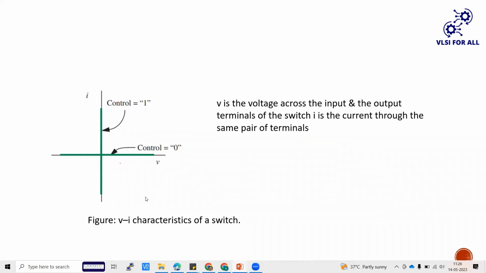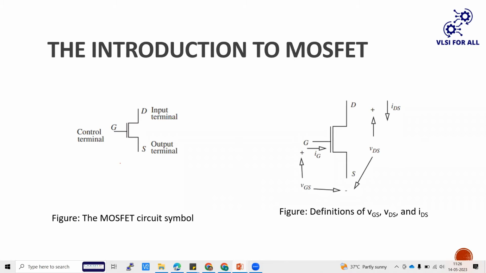So I want to tell the team one thing. Whenever the control is 0, voltage will be 0. I mean, sorry, current is 0. Similarly, when control input is logic 1, the voltage will be 0. Remember, guys. Now, let's enter into the MOSFET.